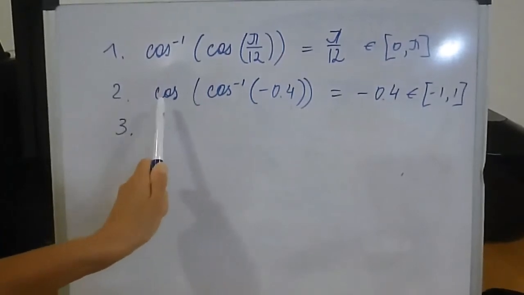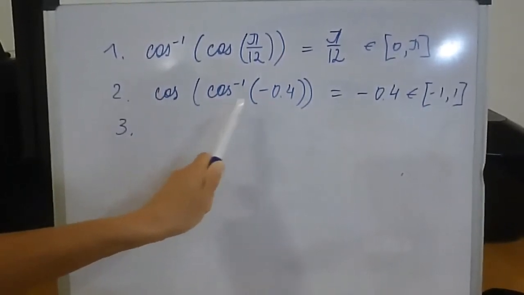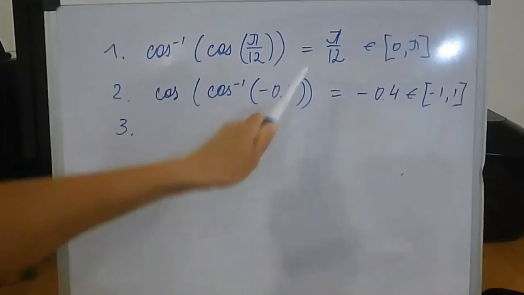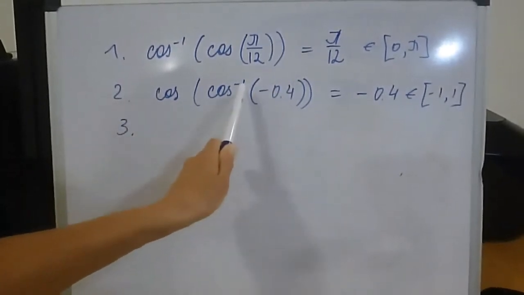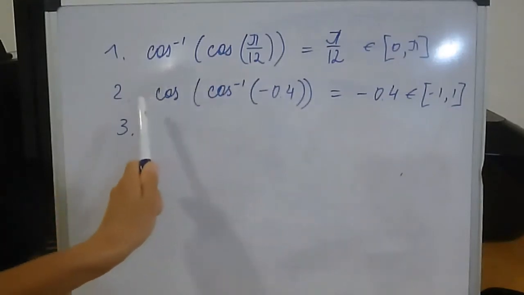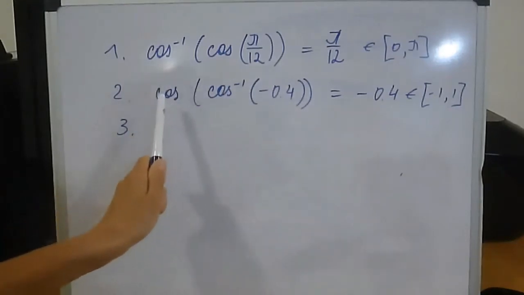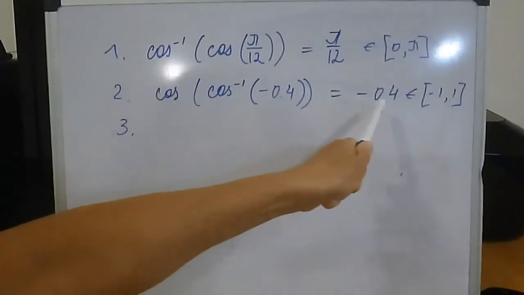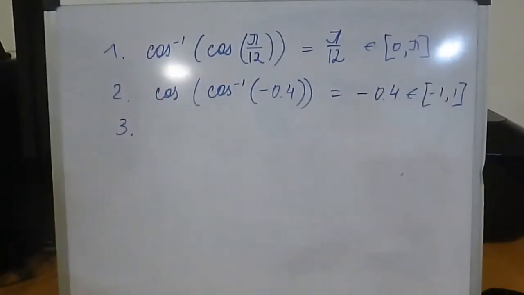Opposite cancellation equation: we have the direct function and then the inverse function of negative 0.4. So again, do the cancellation, and check if the argument fits into the range of cosine. The range of cosine is from negative 1 to 1. Negative 0.4 fits into the range, so everything is fine.